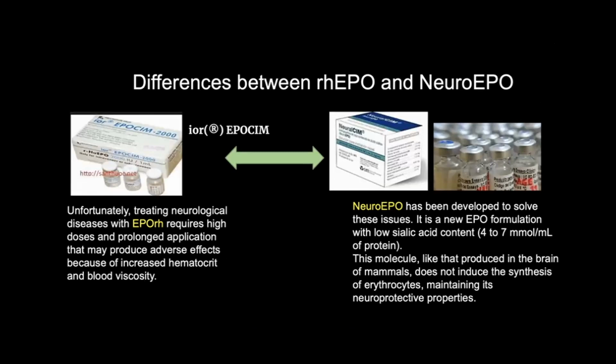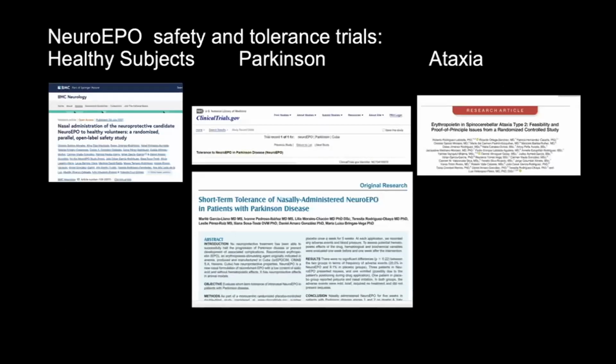The Cuban neurotechnology industry developed a new compound, NeuroEPO, to keep the same neuroprotection capabilities but reduce the hematocrit and blood viscosity compared with the previous one. We used NeuroEPO in ataxia, in healthy subjects, and in Parkinson, three different safety trials.